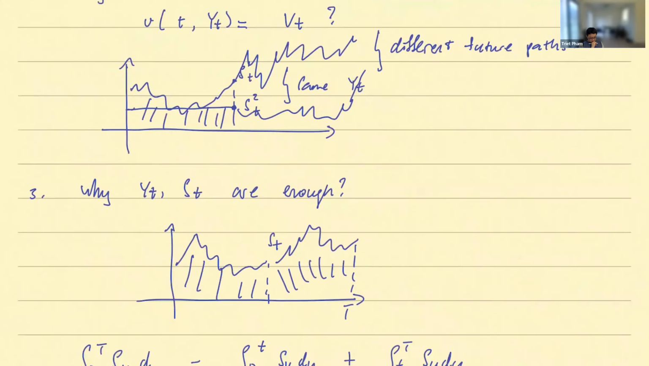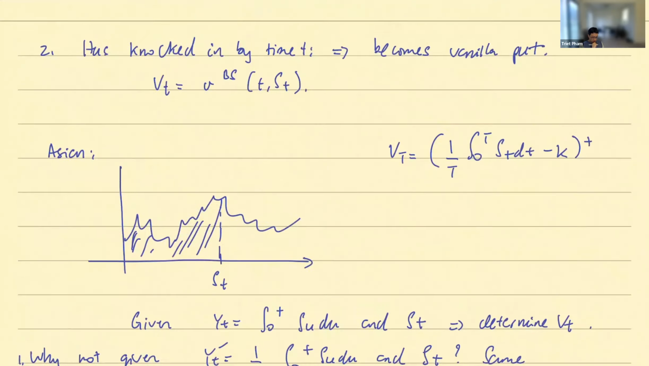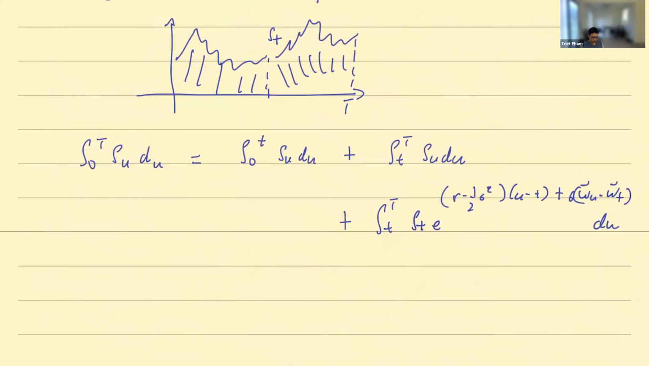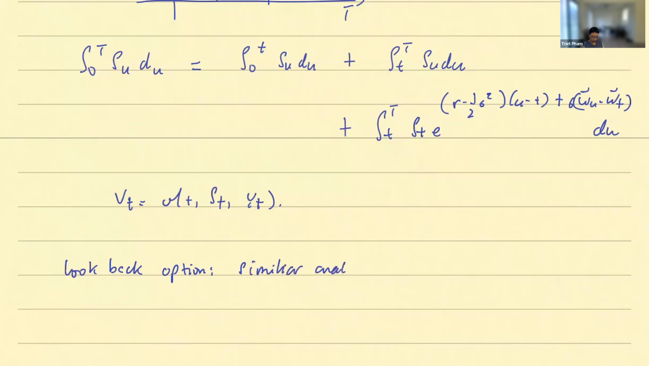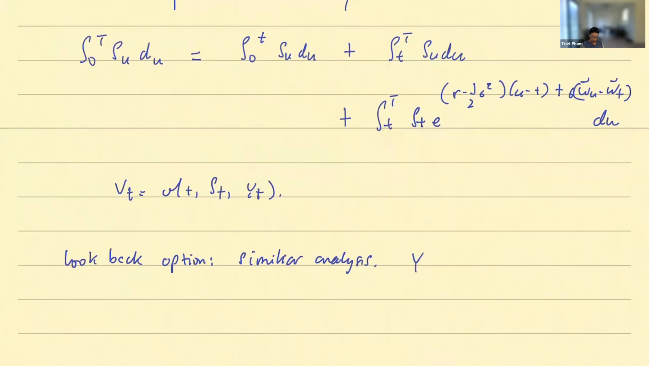All right, so that's right. This explains why, for the Asian option, V_t is V(t, S_t, Y_t). Now I will skip the part with the lookback, because it's the same kind of analysis. I mean, similar, not the same. And I'll leave it for you guys to think about. Of course, what is Y_t now? Y_t will be a running max.